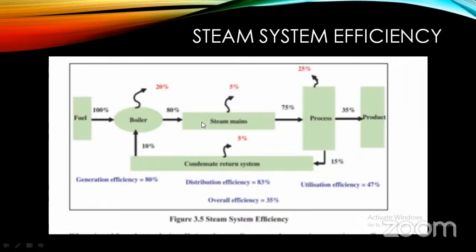So this is the steam mains, where there is some loss. Again, it is distributed to the process. The distribution efficiency is also 83%. But when it is finally converted into product form, that means when the heat energy is utilized from the steam into useful work, that utilization efficiency, after considering all the losses, is only around 47. It is only equivalent to 35.